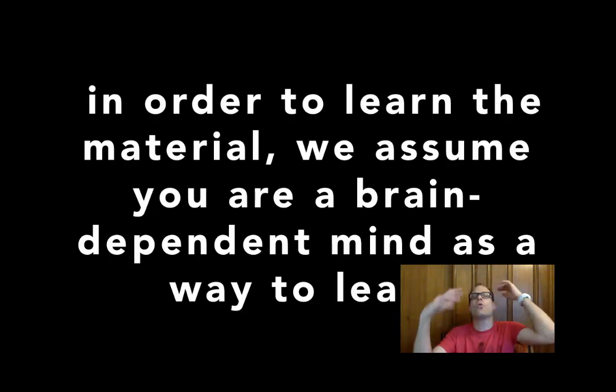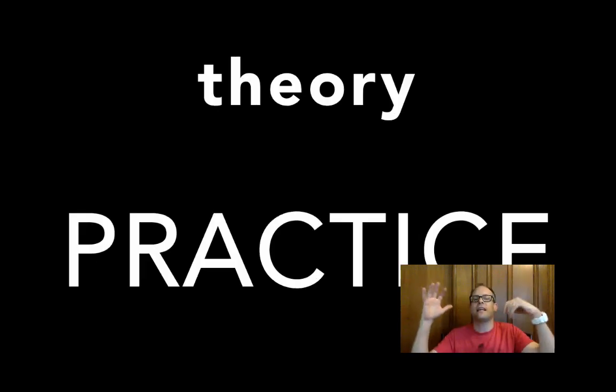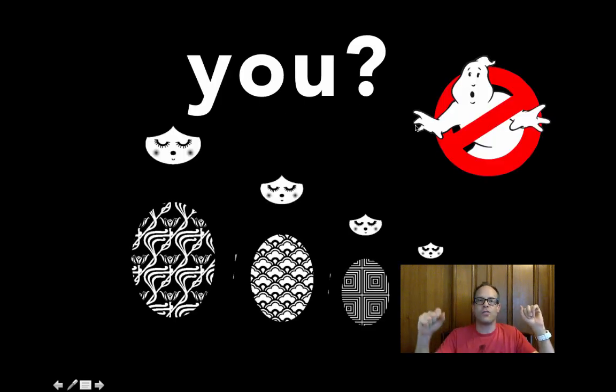Now, in order to learn the material of this course, we're going to assume that you're just a brain. In other words, your mind is dependent upon your brain, and we're going to do this because it will help us a little bit further down the way to talk about a distinction involving naturalism. But the general idea is here, there's theory and there's practice. And for purposes of this class, we are going to assume something for learning something on a practical level. But there may be other theories that we could address.